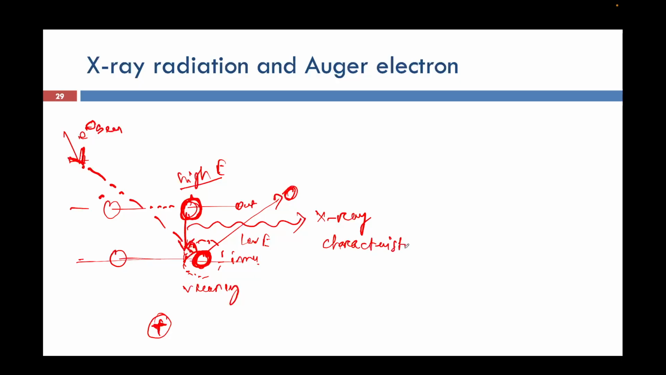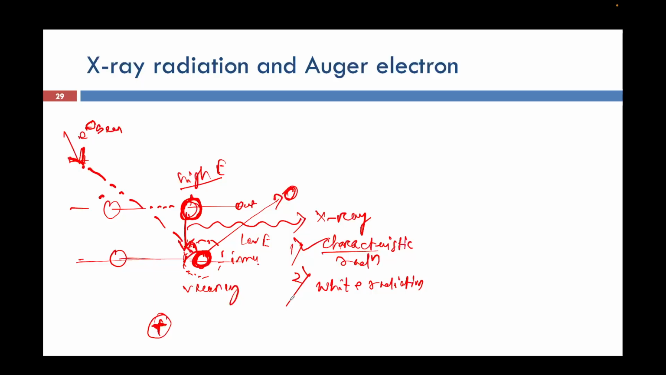characteristic radiation. There are different types of radiation. One is characteristic X-ray, another is white radiation, which we will study in X-ray diffraction in subsequent classes. But this radiation which is coming is X-ray characteristic radiation. So two types of radiation generally come out.